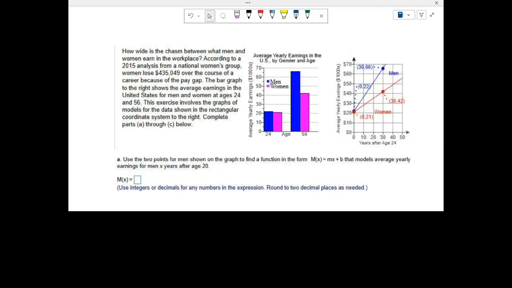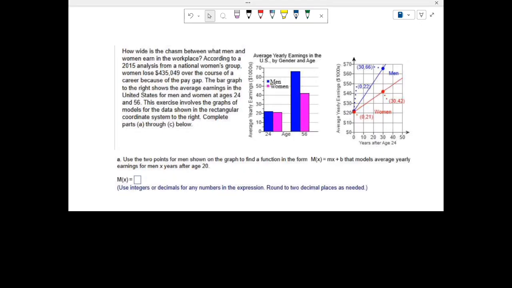There's this mindset, right, that they pay women less, which is obviously a bunch of crap, right? And it says the bar graph to the right shows the average earnings in the United States for men and women at ages 24 and at ages 56. The exercise involves the graphs of models for the data shown in the rectangular coordinate system to the right, complete parts A and B, or A through C below. Okay, let's see if we can figure out what they're referring to here, y'all.